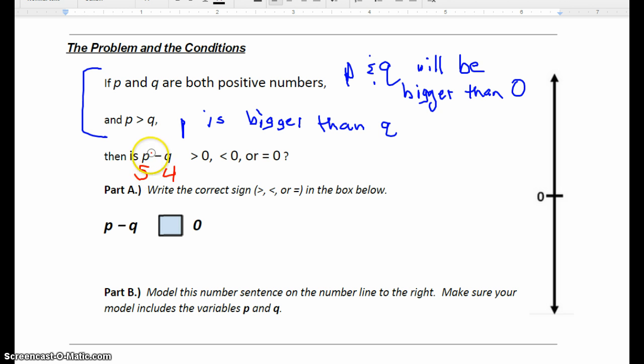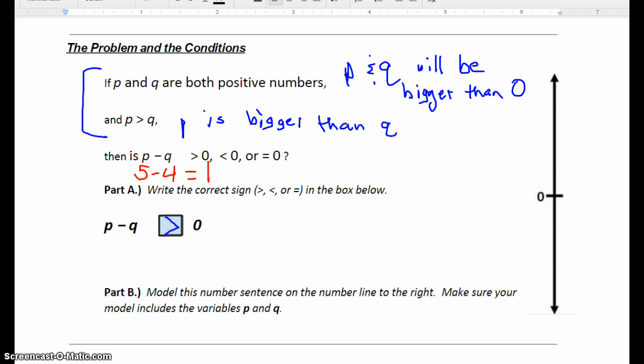What I'm doing is replacing variables, abstract ideas, with concrete numbers, real numbers I can understand. So now, my problem is 5 minus 4. Well, I know that's 1. So in this problem, what I found out is that when I take a number that's greater than 0, subtract a smaller number that's also greater than 0, yep, my answer is going to be greater than 0. Because here I got 1. My answer is going to be greater than 0.